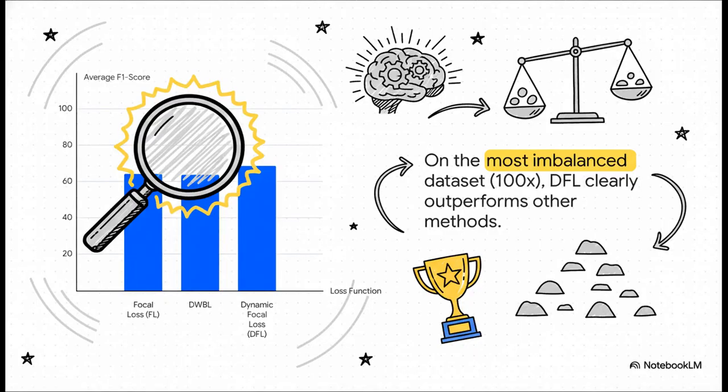And boom, the results are just crystal clear. On the hardest dataset, the one with that crazy 100-to-1 imbalance, dynamic focal loss, or DFL, just blows the others out of the water. It scored almost 69, which is a significant jump over its predecessors. It's a really decisive win.